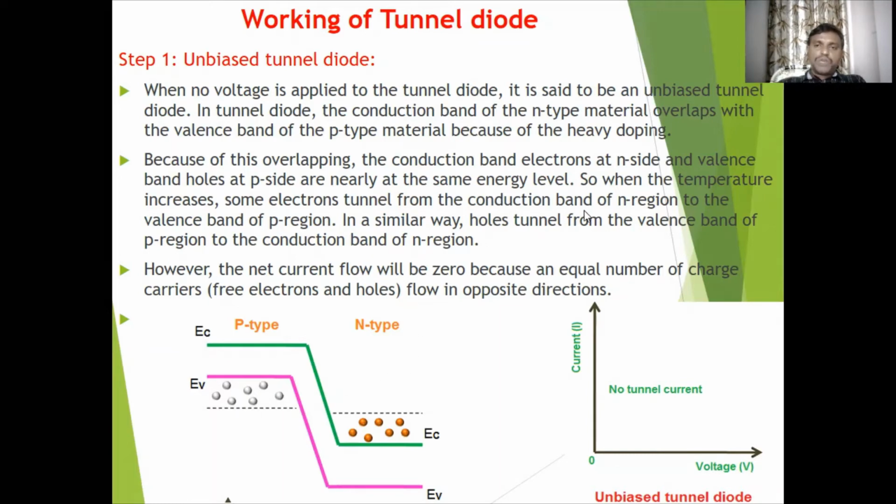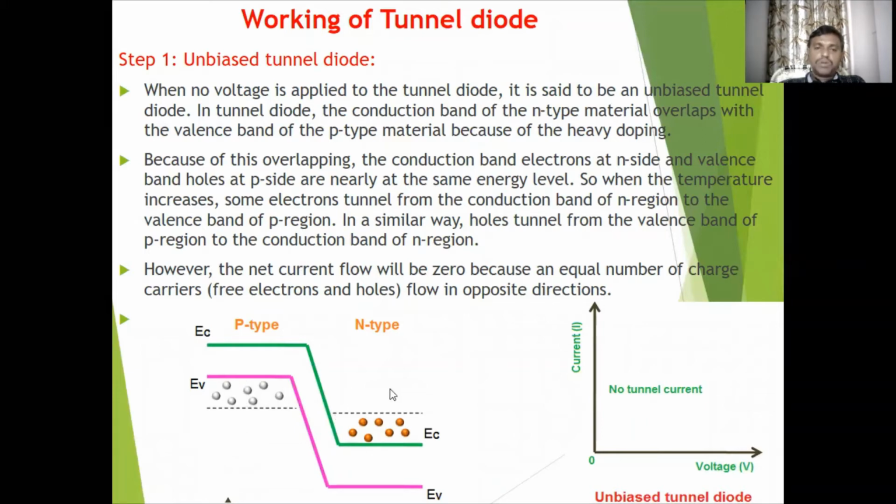Whenever the temperature increases, some of the electrons present in the conduction band travel into the valency band of the p region, and similarly holes tunnel from the valency band of the p region to the conduction band of the n region. However, the net current flow will be zero because of an equal number of charge carriers. So one electron travels from this point, and the hole travels from this point to this point.